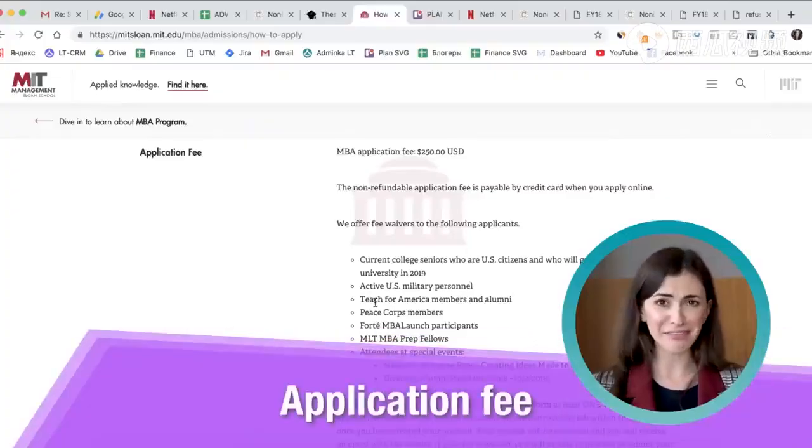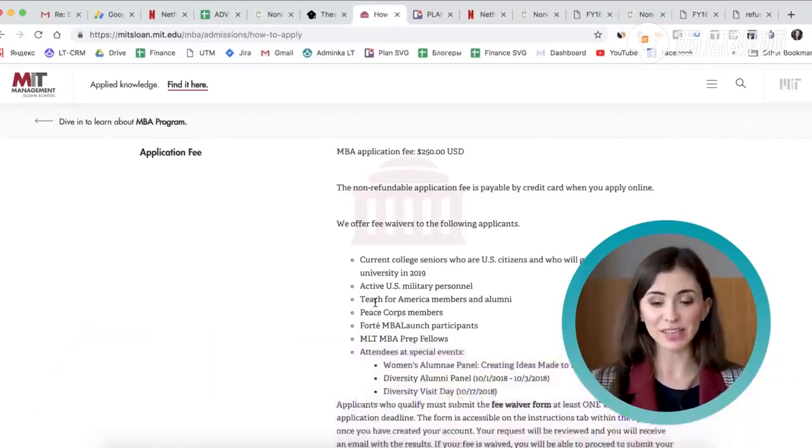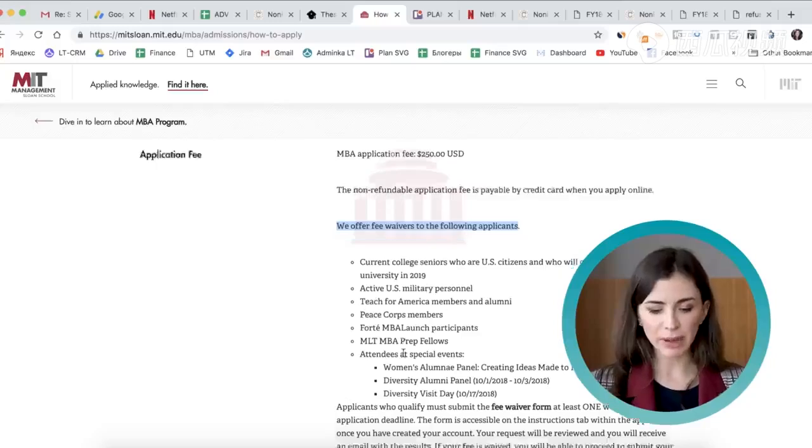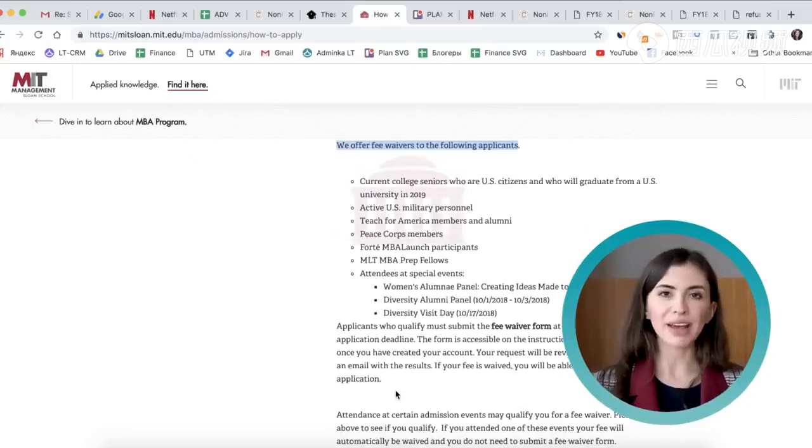Application fees can be different. The minimum that I've seen is $15. The maximum you see right now on the screen, MBA application fee $250. You can ask for application fee waivers, always. But again, it depends. MIT and top universities normally would not provide application fee waivers to international students. Who they provide them for are college seniors, active US military, Teach for America members. You can read all of that. But talented international students are not here.